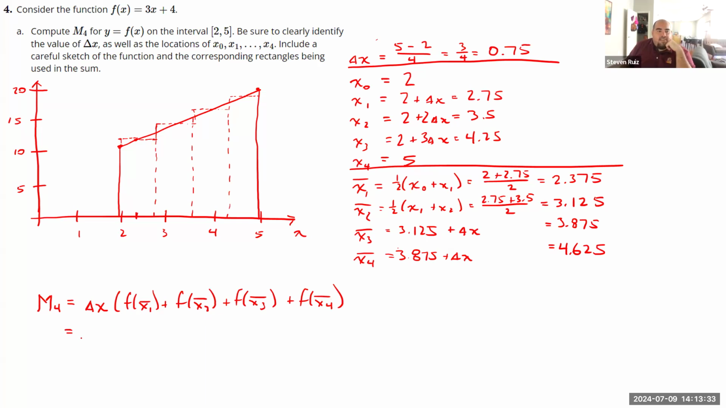So what is delta x? That is 0.75. What is f of x1 bar? x1 bar is 2.375. So I want to multiply that by 3 and add 4 to it, because that is what our function is. 2.375 times 3 plus 4 is 11.125.